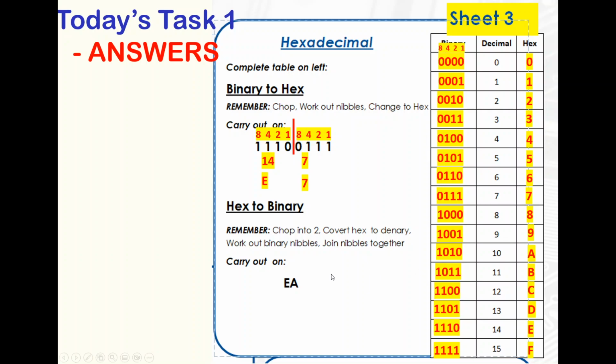Other way around, EA. So E, well, we've just done this, so this should be easy. E is 14 and A is 10. Now we need to convert it back into binary. So our columns 1, 2, 4, 8, 1, 2, 4, 8. 14 would be 1, 1, 1, 0. And 10 would be 1, 0, 1, 0. Put them together and there's your answer. Checking your answers, purple pen, now.